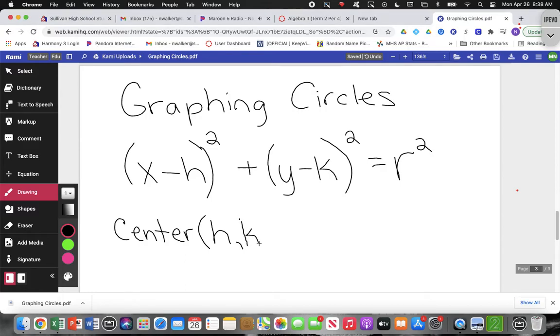So whatever sign you see in your equation, it'll always be the opposite for the center, and then the r stands for the radius.